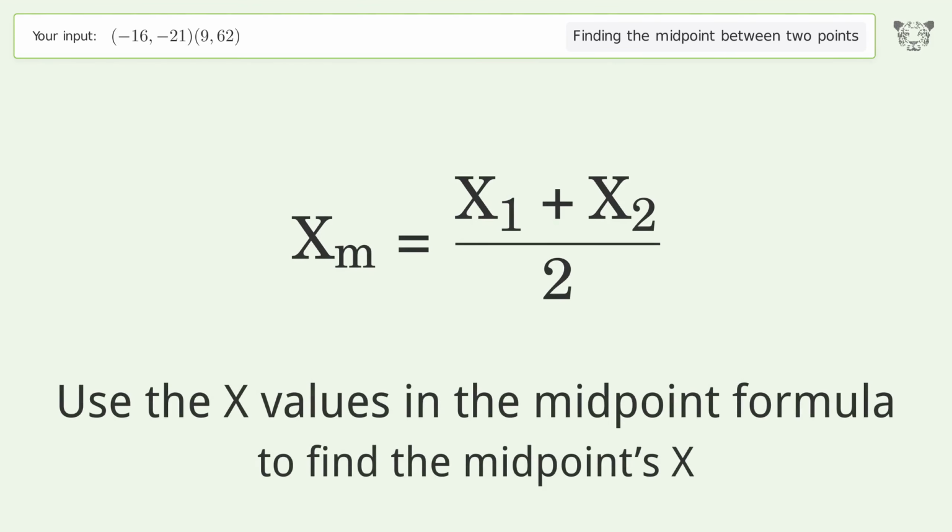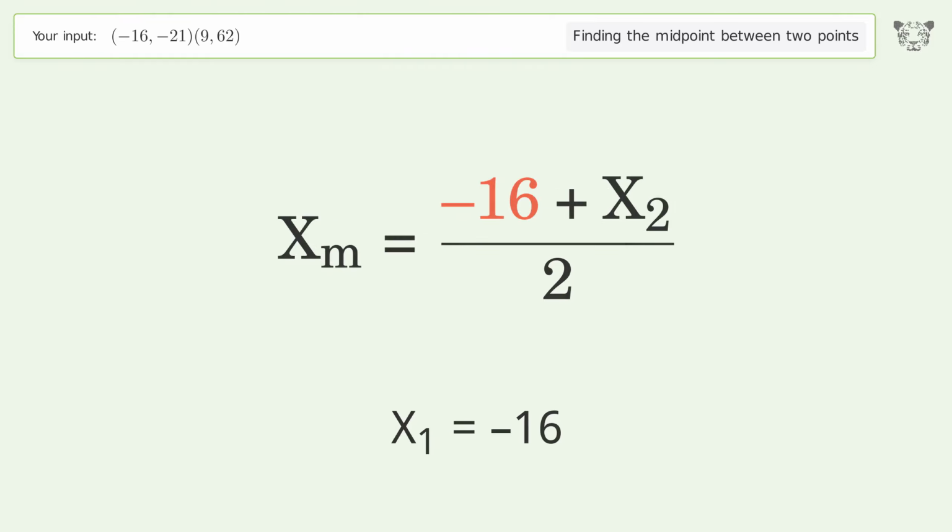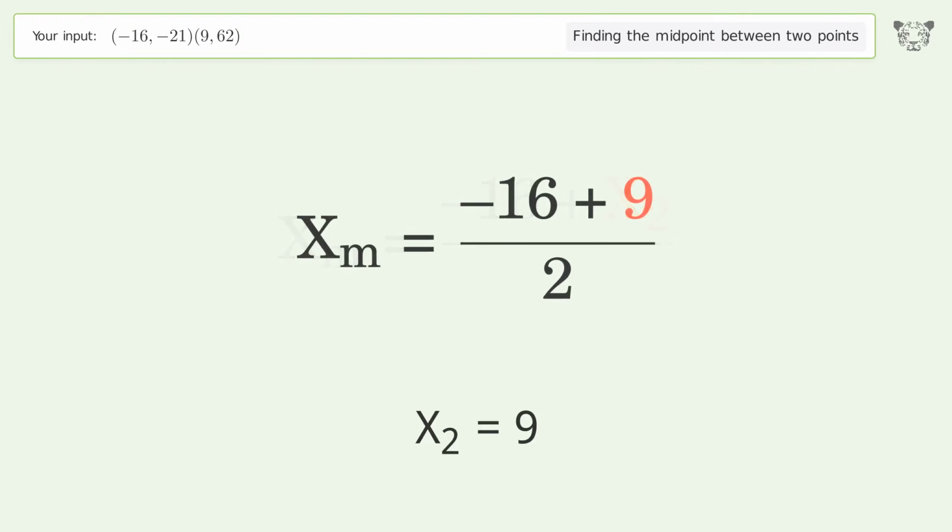Use the x values in the midpoint formula to find the midpoint's x. x1 equals negative 16. x2 equals 9. Simplify the arithmetic.